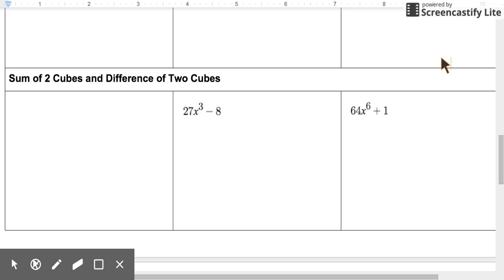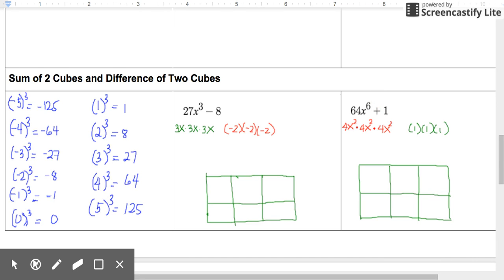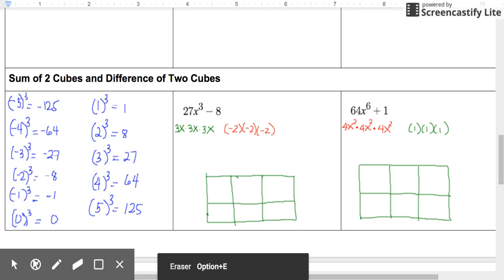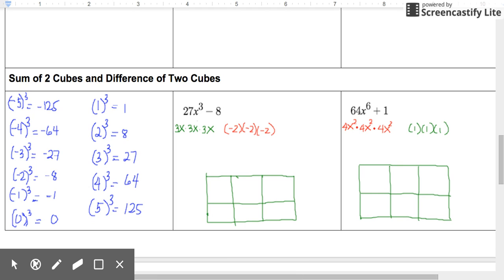Okay, how do we factor sum of two cubes and difference of two cubes? First, let's review our list of perfect cubes. So here's our partial list of some perfect cubes. We notice here that 27x cubed is a perfect cube, and 8 is also a perfect cube. So 27x cubed minus 8 is a difference of two cubes.